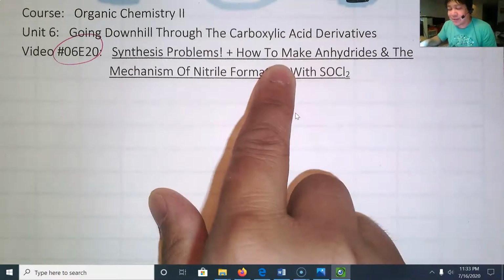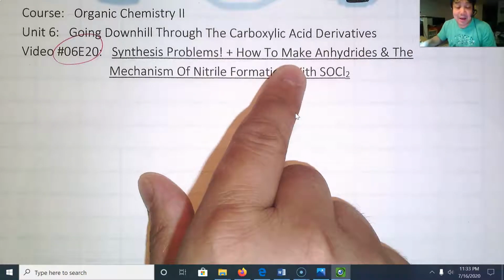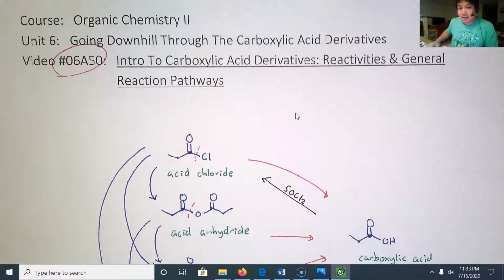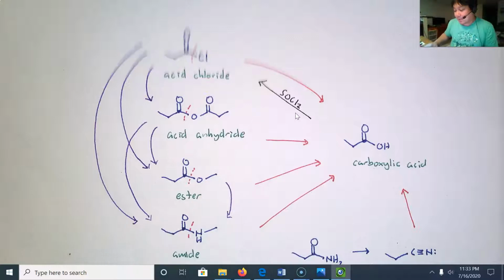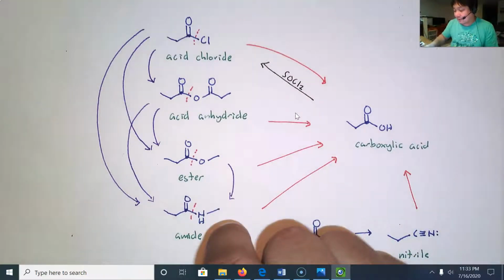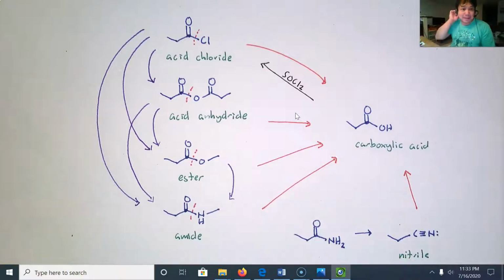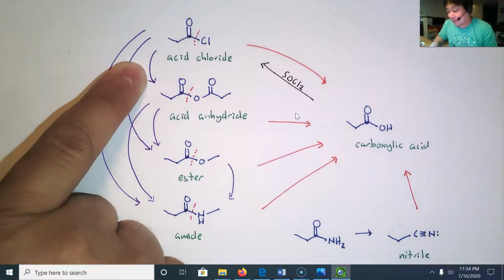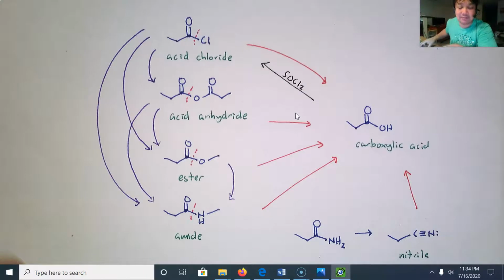Also, I actually neglected to tell how to make an anhydride. If you take a look at our ski slope, we definitely know how to make an acid chloride from a carboxylic acid. And we can make an ester and an amide from the acid chloride by adding an alcohol or an amine. But I never really showed you how to do this purple arrow, acid chloride to anhydride. And we'll take care of that. That's actually a pretty easy reaction.